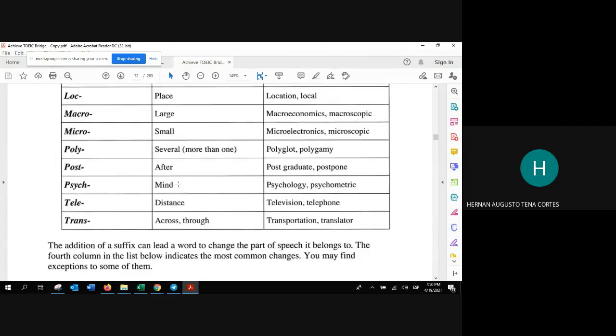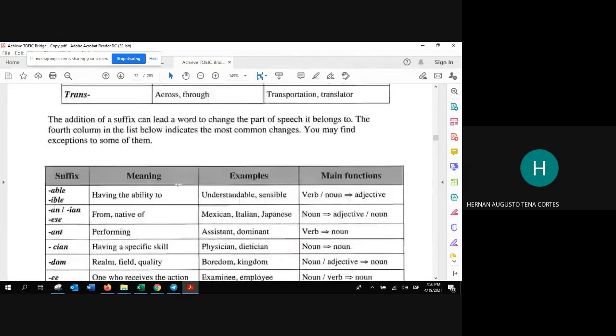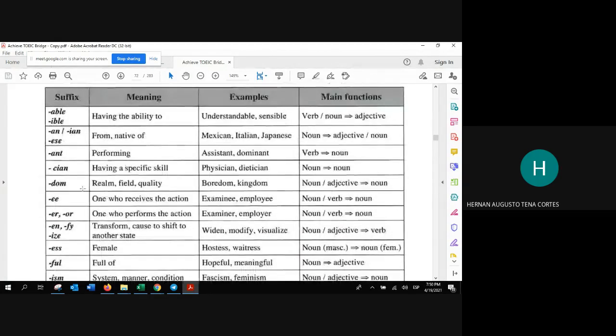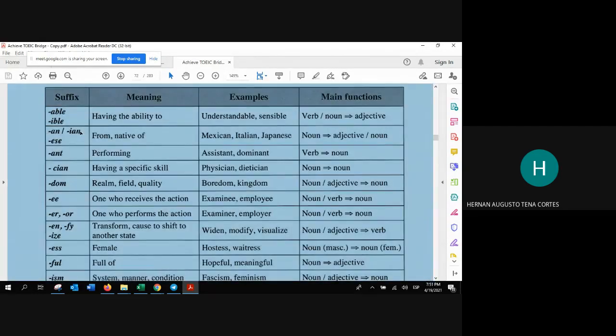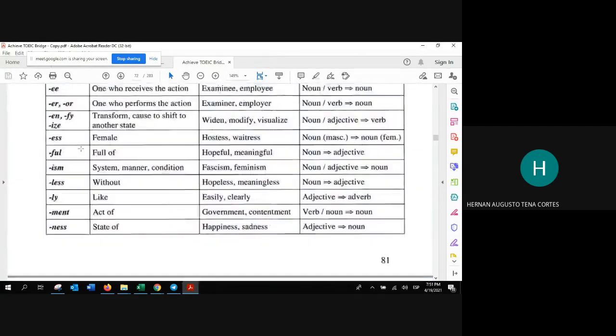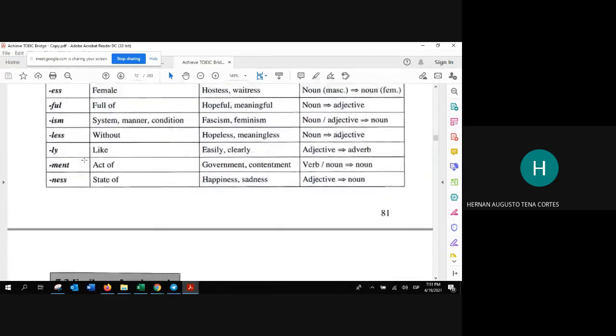I'm not going to go through all, there's just too many. But we also have suffixes. Y los sufijos, acuérdense, son las letras que van al final de una palabra que nos ayudan a entender un poco más el significado. Okay. We have many. Eso se lo voy a mandar a ustedes en Telegram, unos pantallazos.